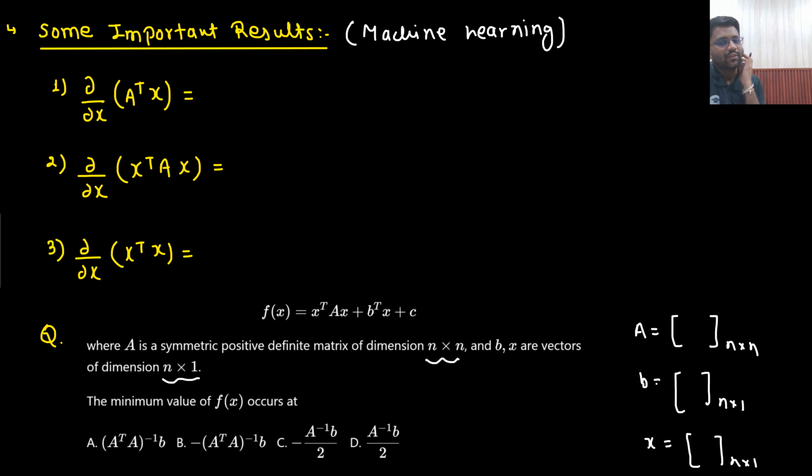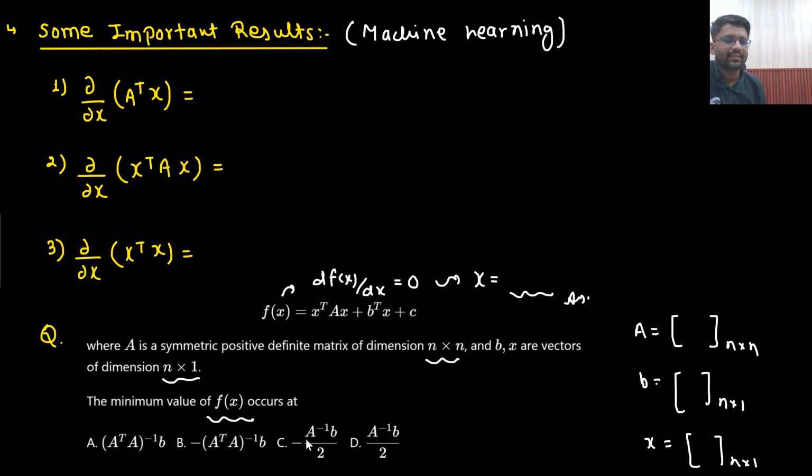This is the scenario. Where will the minimum value of f(x) occur? At what value of x does the minimum value of f(x) occur? That means you will have to differentiate this and put that equal to 0. This is what you need to do. And whatever value of x you are getting, that will be your answer. Differentiate, put that equal to 0, whatever value of x you get, that will be your answer. How will you solve this question?